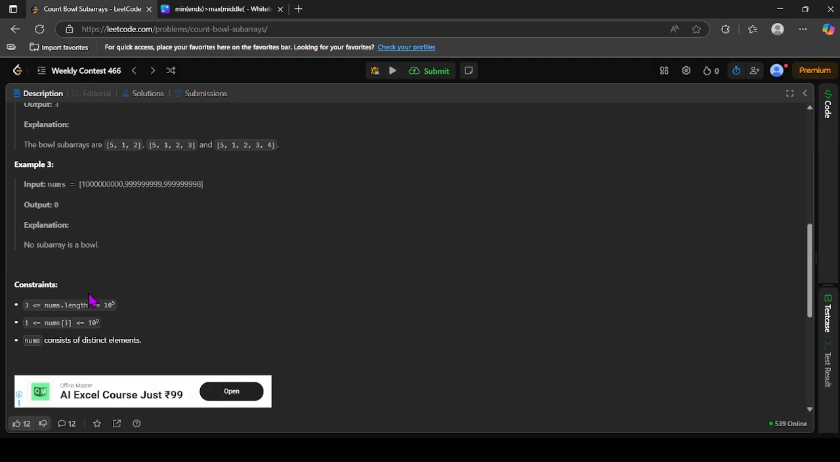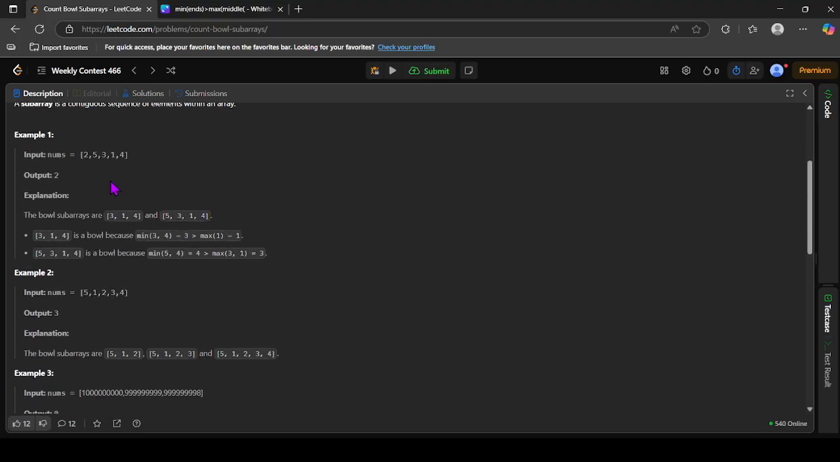Constraints are n is up to 1e5 and the numbers are up to n. For example, let's take this one: 2 5 3 1 4. So 3 1 4 is a bold subarray because the minimum of 3 and 4 is greater than the maximum of all elements in between, which is only 1. So this is a bold subarray. And coming to 5 3 1 4, this is also a bold subarray because the minimum of ends, 5 and 4, is greater than the max of all the middle, which is 3. So in this way we have to find the answer.